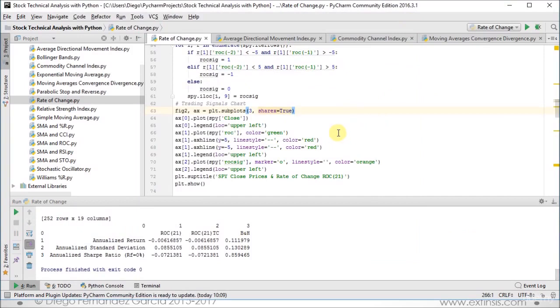Excellent. So now that we've finished with our moving averages, convergence, divergence, and also with our rate of change, it's time to continue with the last of our single indicator and leading type of indicator-based trading signals, the ones related to our relative strength index, stochastic oscillator, and Williams percentage R, which will be our following objectives.